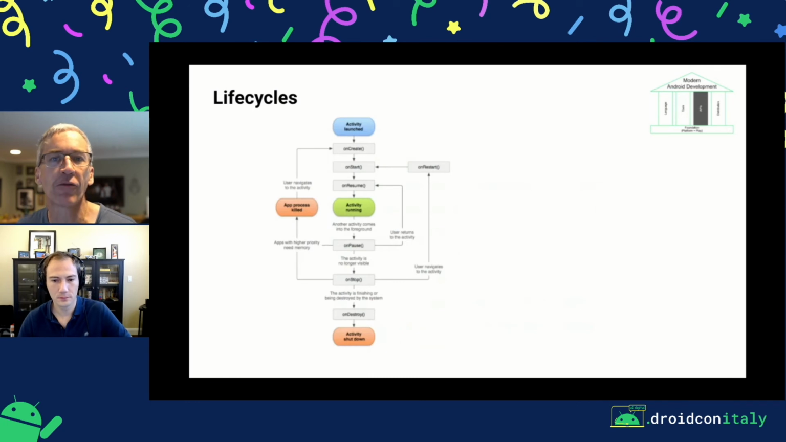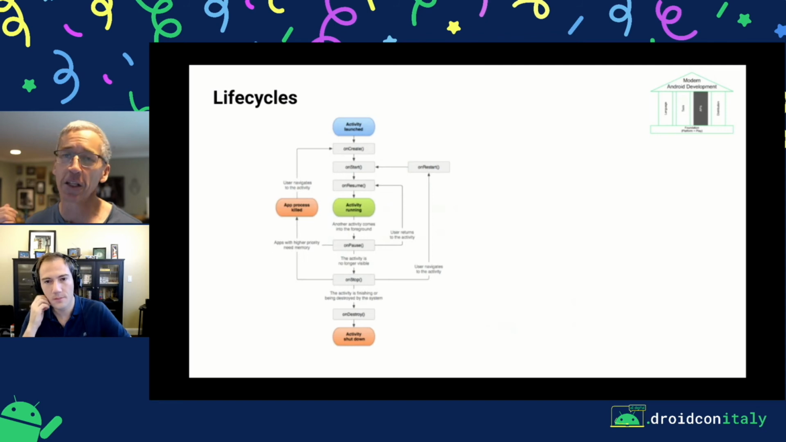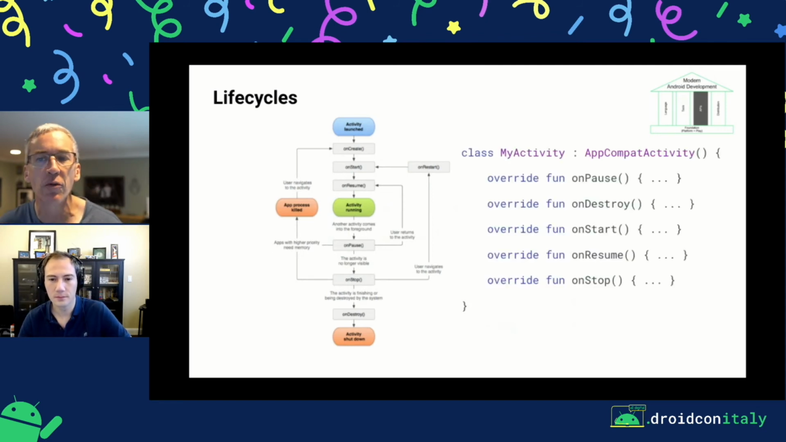On the lifecycle front, this is what Android developers needed to understand and memorize, and it was actually a lot more complicated than this. It's important to know when your application is paused, when it's not there at all, when it has started, and in order to do that, you then needed to subclass activity or AppCompatActivity, and then handle all of these methods, all of these overrides, because there was no other way for you to get the information that you really needed.